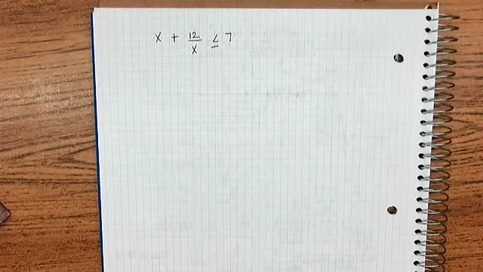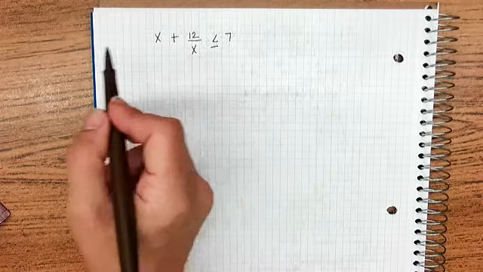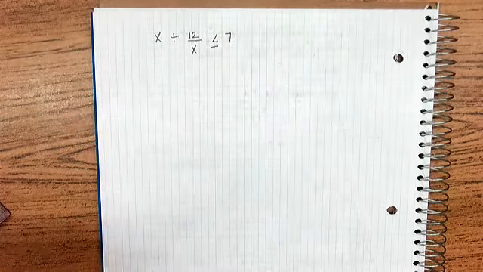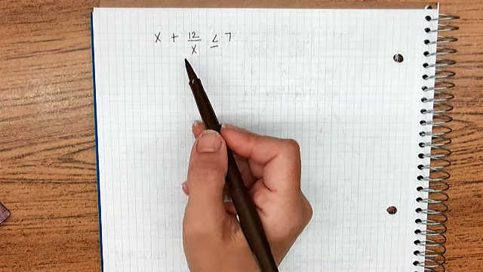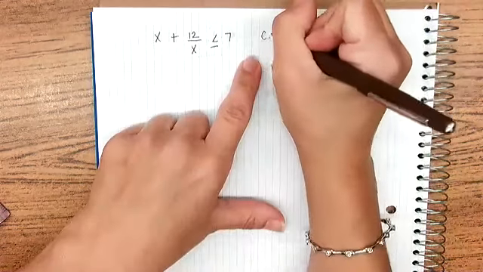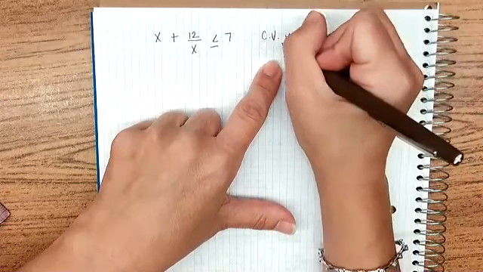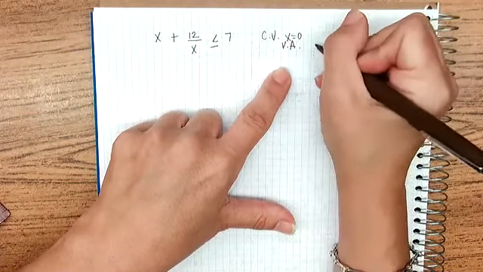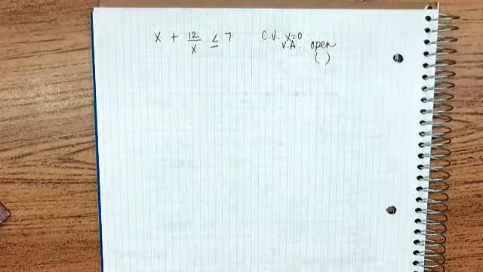Okay. Don't lose this x. You're going to want to multiply through by x, and you're going to lose the fact that x equals 0 is an asymptote. X equals 0 is a critical value. It's a vertical asymptote, which means it's going to be an open circle and it's going to be parentheses.